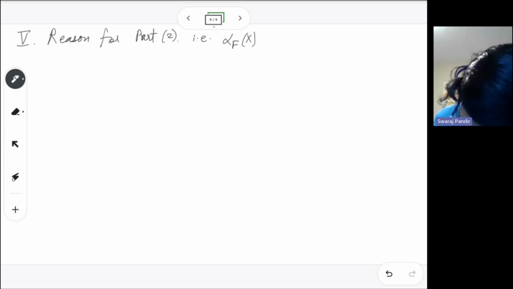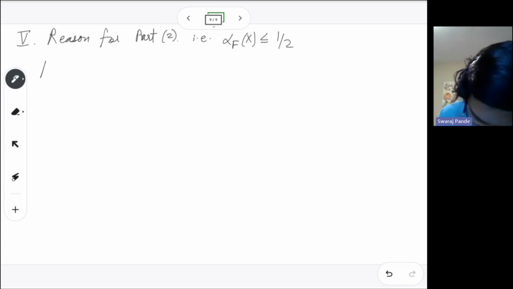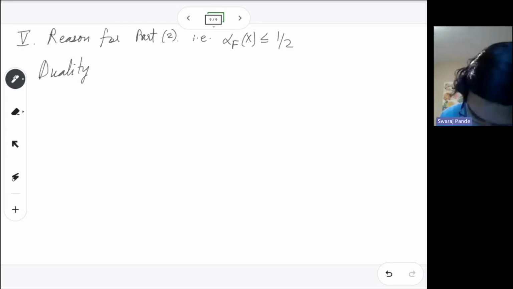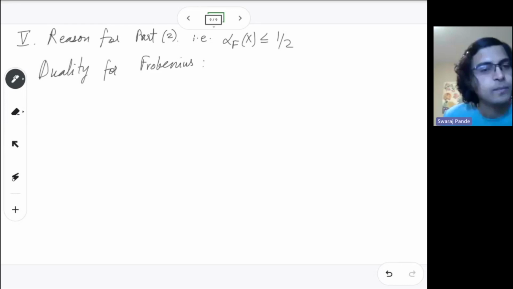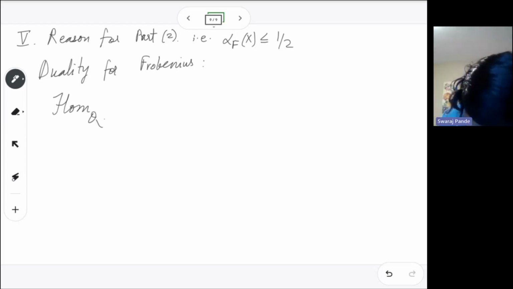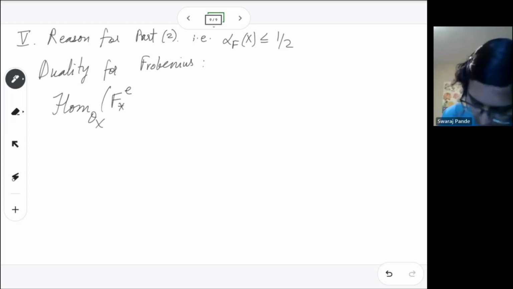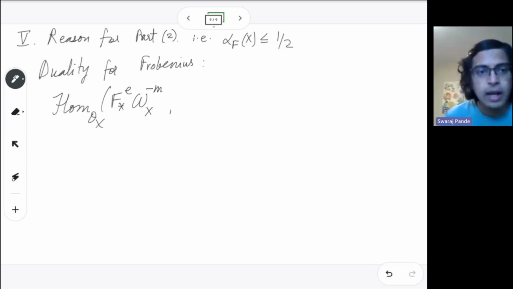It says that the Frobenius alpha invariant is at most 1/2. The reason for that actually comes from the duality for the Frobenius map. So the Frobenius map also comes with an associated duality, which in our situation gives us a kind of symmetry. So the duality statement is that the sheaf Hom of the Frobenius push forward of anti-omega X to the minus n.